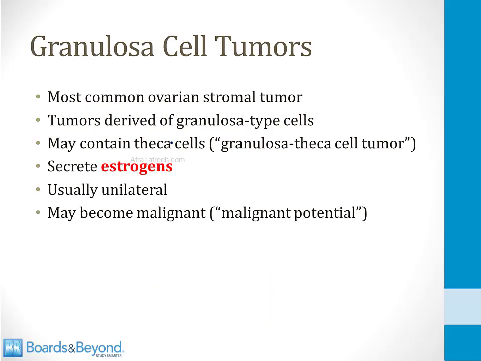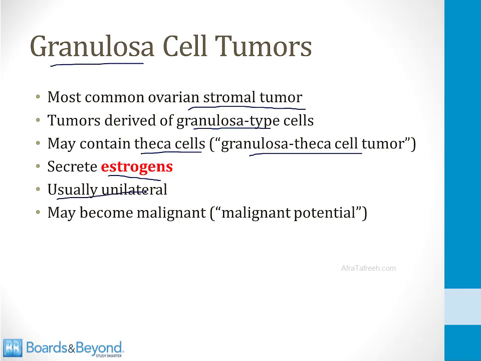We'll start with the granulosa cell tumors. These are the most common ovarian stromal tumor. They get their name because they are derived from granulosa-type cells. They sometimes also contain theca cells, and then they are called granulosa theca cell tumors. And importantly, these tumors secrete estrogen, and as we'll see in a minute, that's responsible for some of the clinical features, and that's easy to remember if you know that the granulosa cells normally produce estrogens in the ovary.